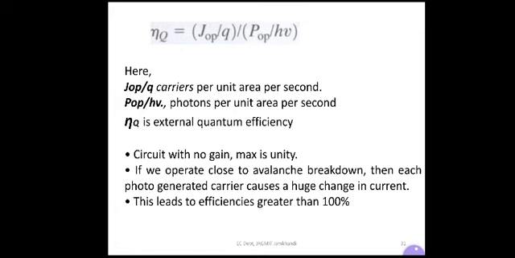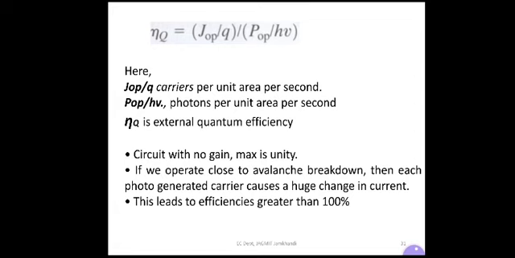For a photodiode that has no current gain, the maximum eta Q, that is the external quantum efficiency, is unity, equal to 1.